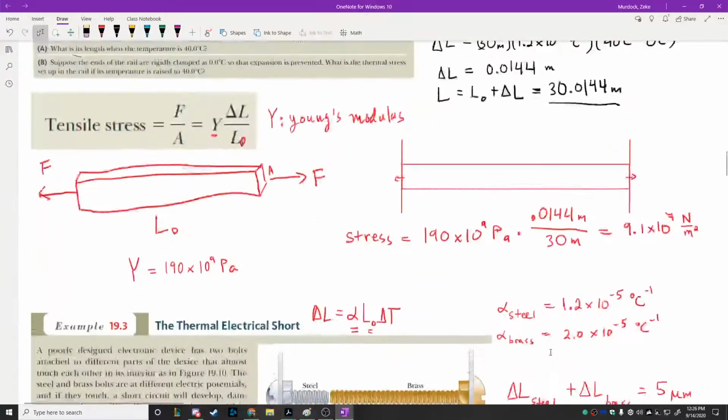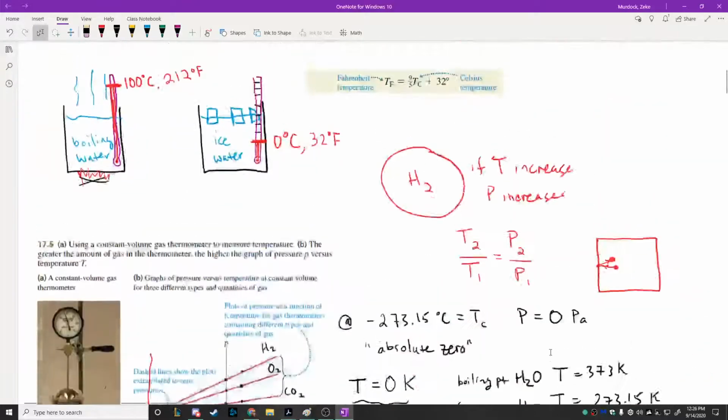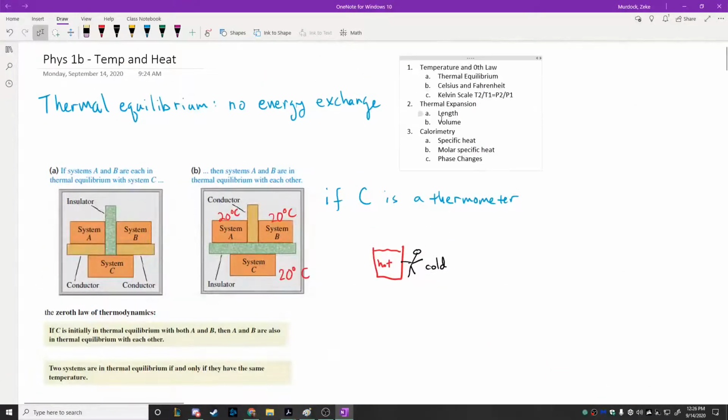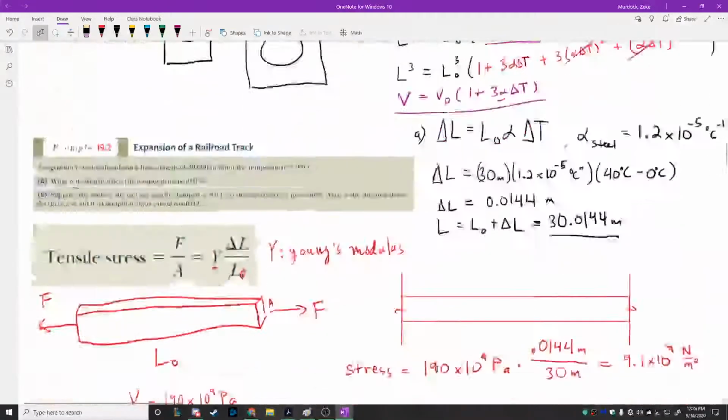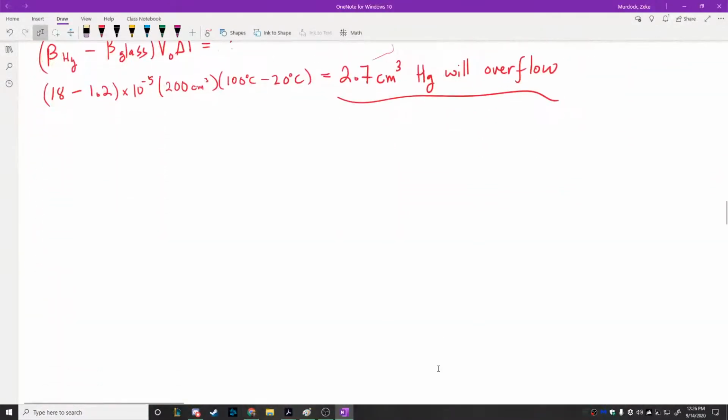All right, so what's next? I think we're getting into calorimetry now, right? Yeah, we did thermal expansion, so now we're going to talk about calorimetry. Specific heat, molar specific heat, and all this stuff. That's what we'll do for the next 30 minutes or so.